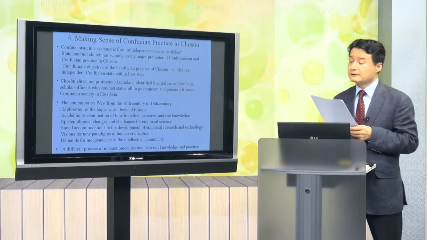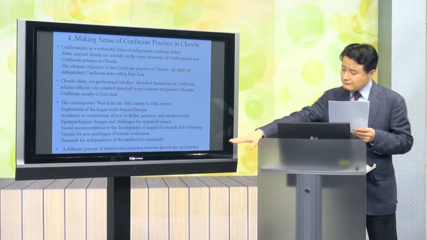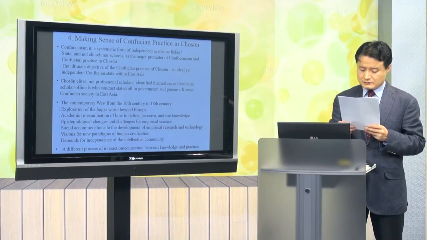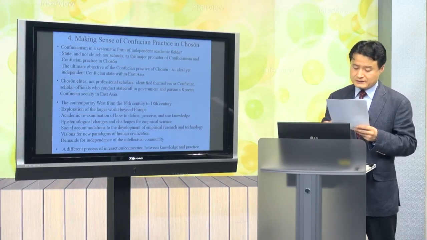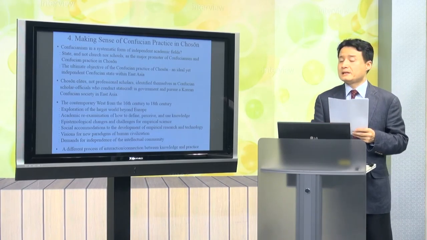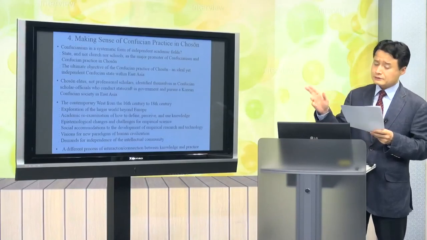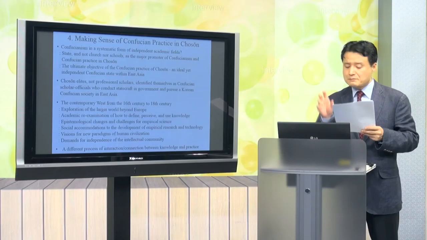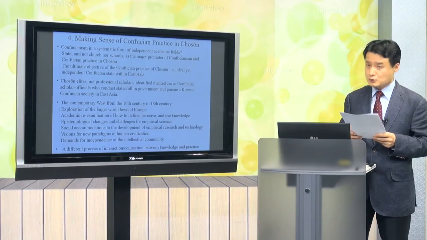Then what we can find here is that a different process of interaction or connection between knowledge and practice unfolded in the West and in the East. This divergent trajectory contains differing historical contexts of these two regions. So along this line, I believe that we can learn more about where to place and how to rethink and redefine the meaning of Confucian practice in Joseon.